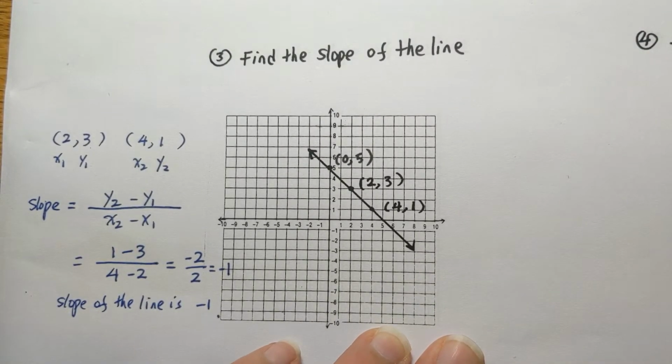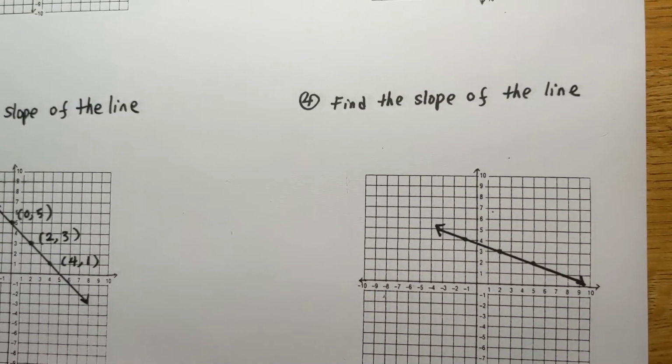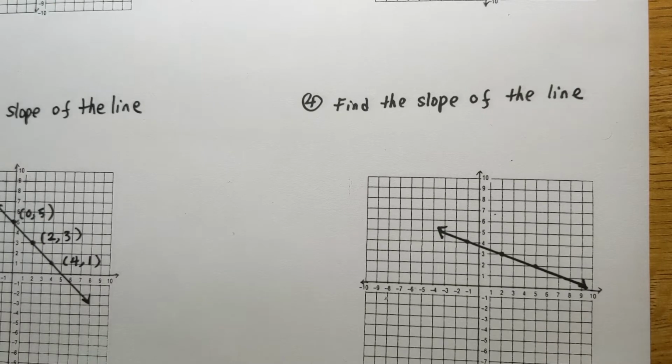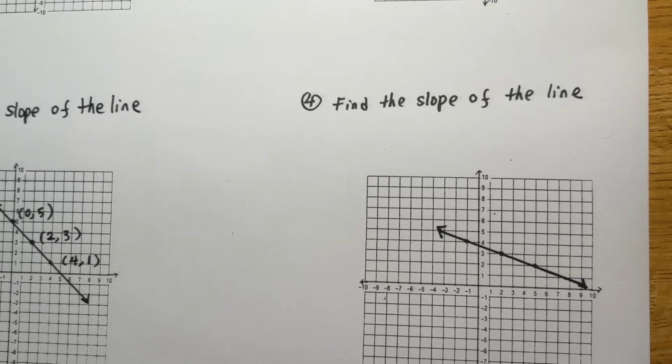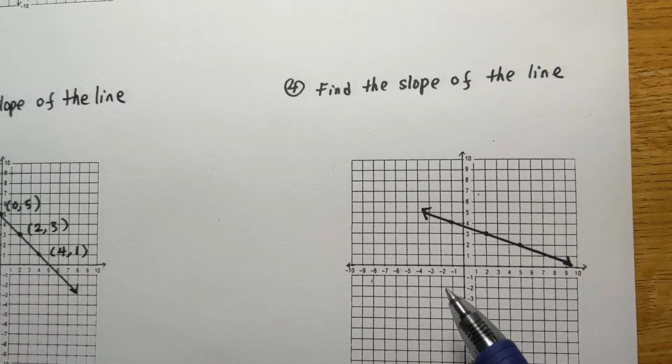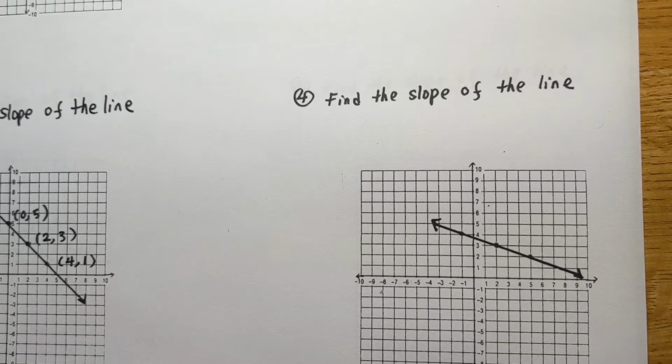Now let's go to number 4. Find the slope of the line. Now I am going to ask you to take a look at this one over here. Do you really see a point? If you don't see it, what do you do? You just have to pick 2 points and find the coordinates.